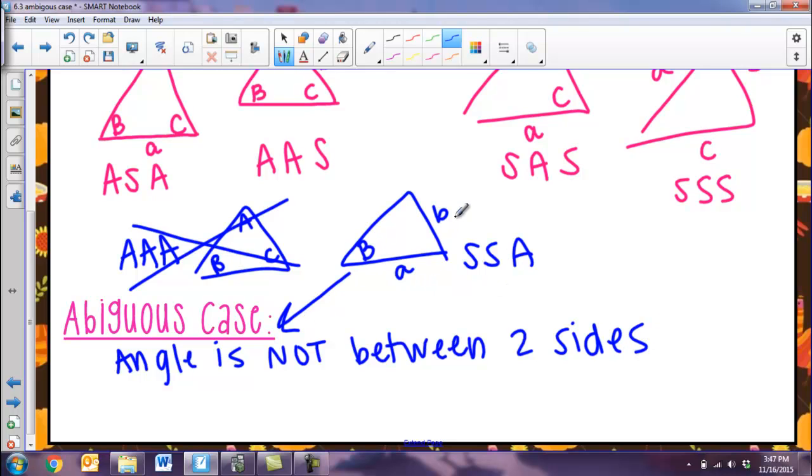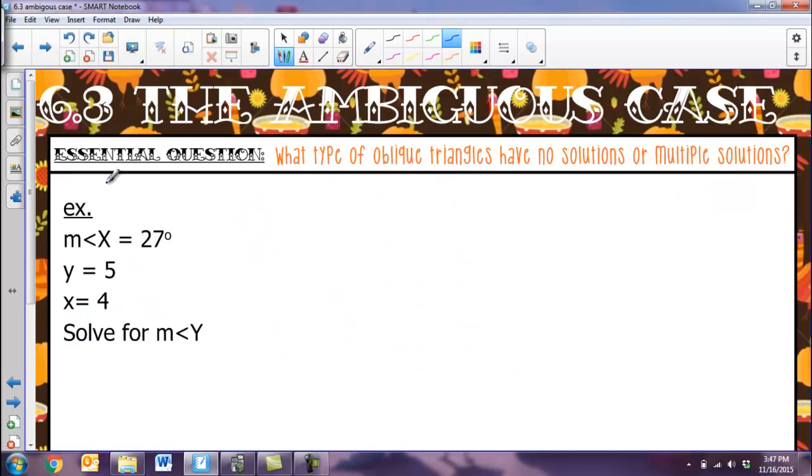So when this happens, you have to double check, because you can either have one triangle that works, two triangles that work, or no triangles that work with those given pieces of information. Okay, so let's do a couple of examples. There's three different types that we're going to see for this.